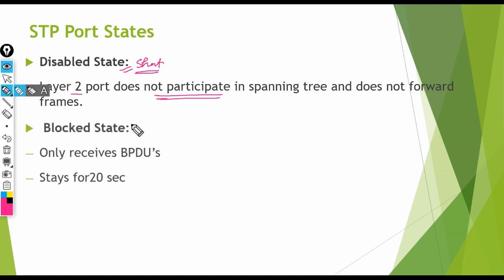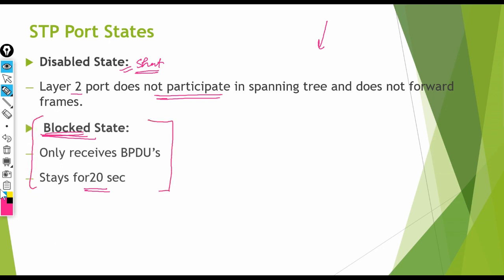It will go to the blocking state. And in the blocking state, your switch will be receiving the BPDU for up to 20 seconds, and it will just receive the BPDU and drop it. It will stay up to 20 seconds in the same state. This happens initially when you start your switch. At that time, your blocking state will be there only one time.